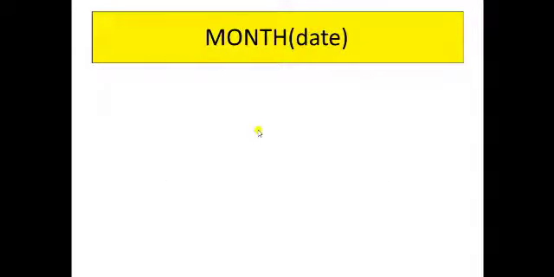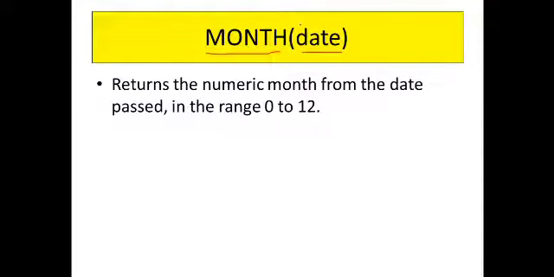Now coming to the next function in the date function category, which is month. As the name suggests, what does the month function do? The month function will extract the month part out of the date value passed as parameter. You pass the date as parameter like 2020-05-12. Out of this, YYYY is year, MM is month. So it will extract the numeric value of the month from the date passed as parameter.